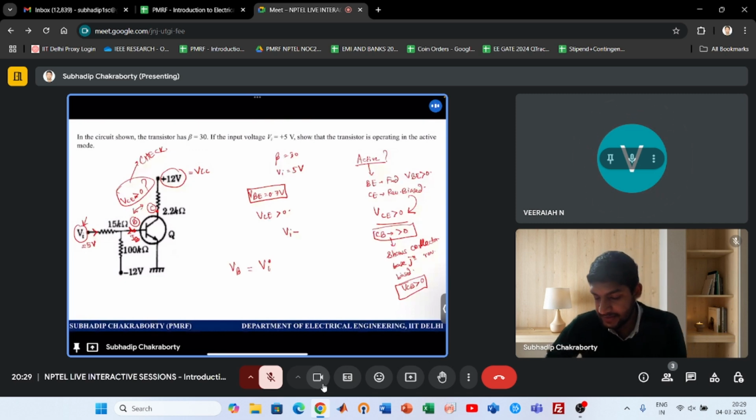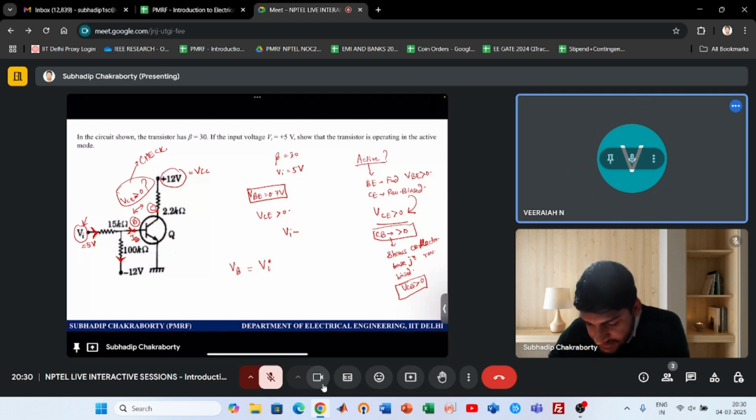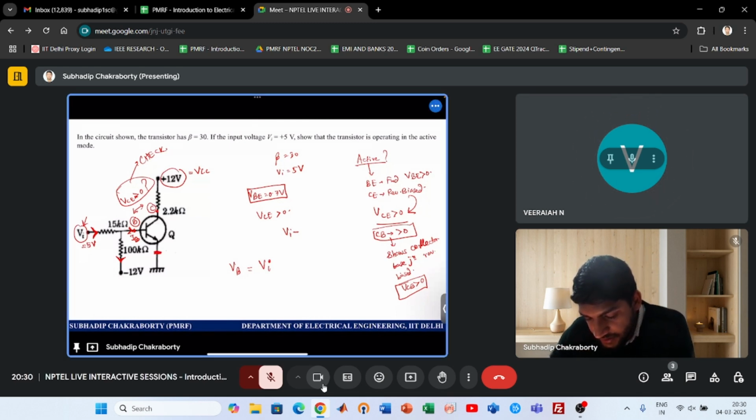Whatever is going into the base terminal. This is not the base terminal. So these two currents are not same. This current is coming like this. Some part is going like this. And then some part is going into the base. But since this voltage is 0 volts and this voltage is 0.7 volts, so you can write VB as 0.7 volt.